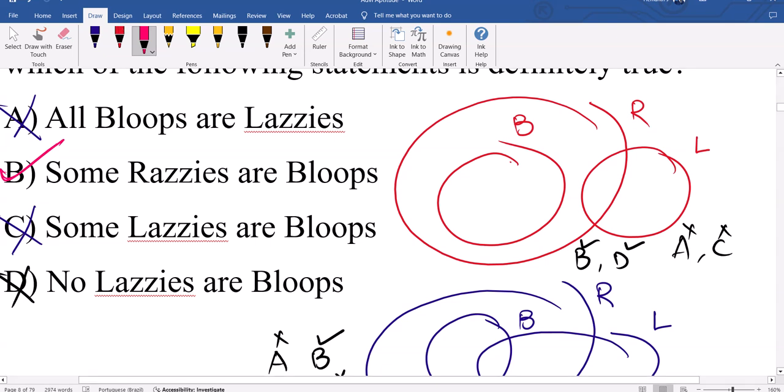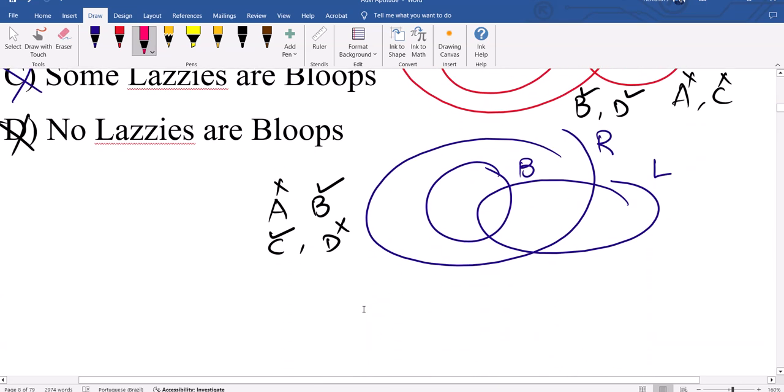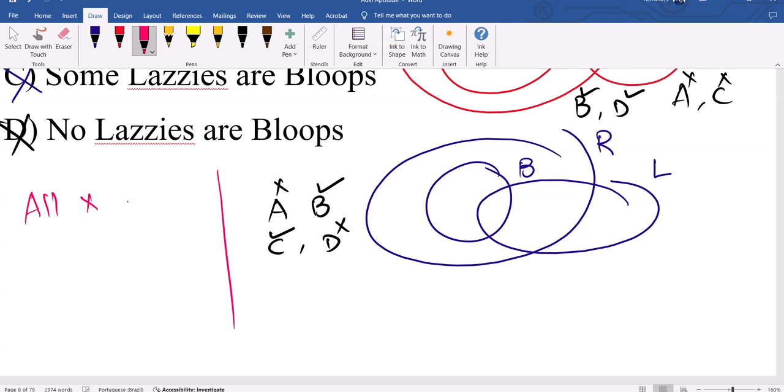Some rages are bloops. See, always keep in mind, all reverse is some definitely true. If you want to go for rules, all X are Y. Listen, this is always true, dear. Whenever all X are Y, if you want to write it in reverse, some Y are X is definitely true. With diagrams or whatever logic you go, writing Y and X in reverse, some will come. All reverse is some.